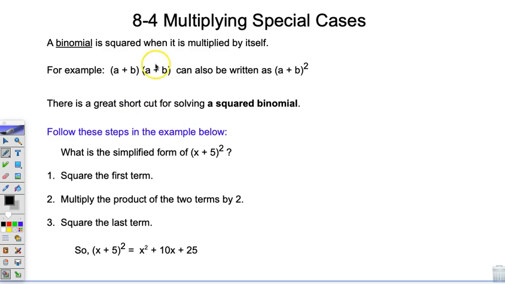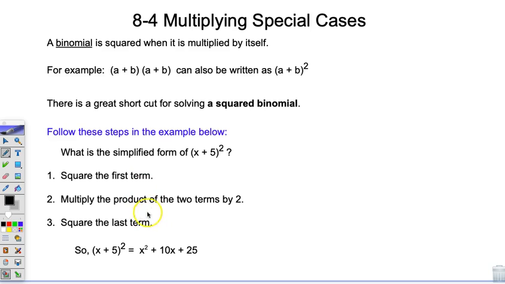In other words, if we have a binomial that looks like this, a plus b, and then we're multiplying it by itself, you might see a format like this, a plus b squared. They mean the same thing, but there is a great shortcut when you do see a binomial that's squared. So follow along with me, and we're going to do an example. We're going to find the simplified form of x plus 5 squared.